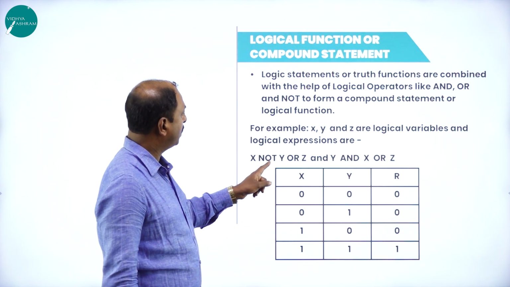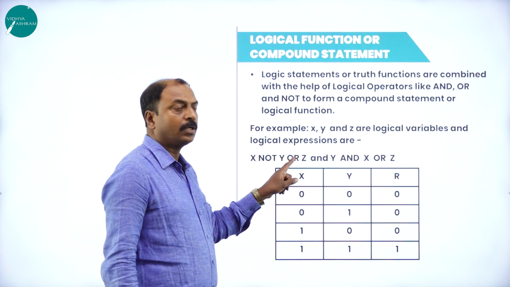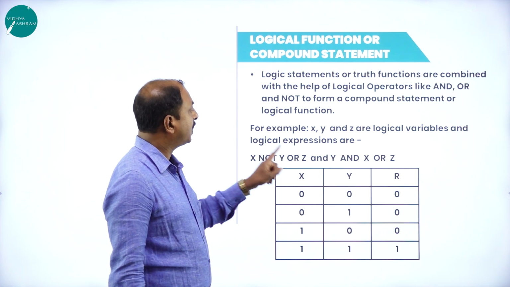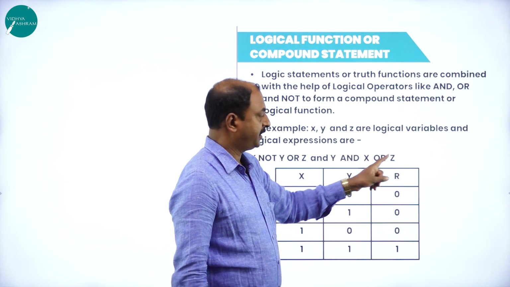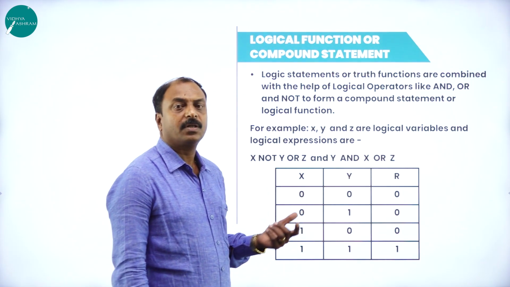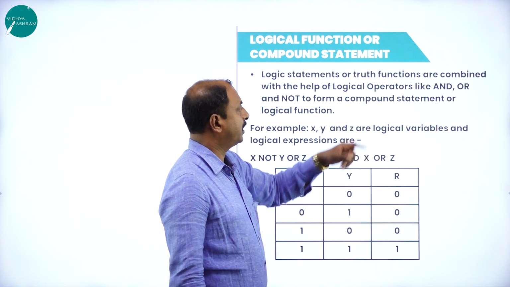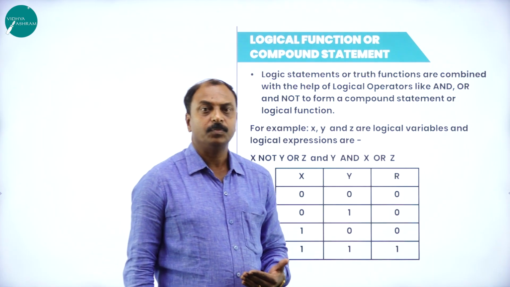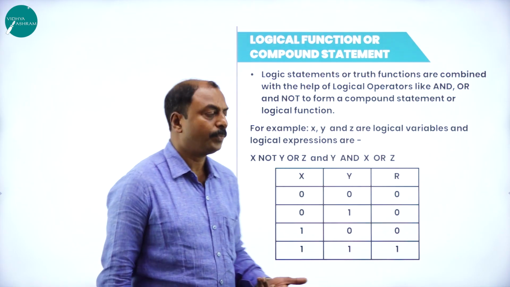Now, look at the example here. For example, x, NOT y OR z. Here x, y and z are all Boolean variables combined with the help of the NOT operator as well as the OR operator. In another example, y AND x OR z, these are our variables and we are combining them by using AND and OR logical operators. So that is the definition of a compound statement: Boolean variables combined with the help of logical operators.